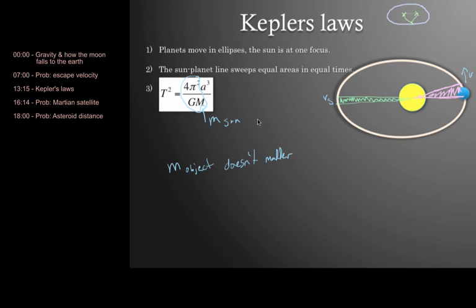Basically, all that matters is the mass of the sun here. And then the period is related to how far away it is, given this relationship. So let's work two examples with this.